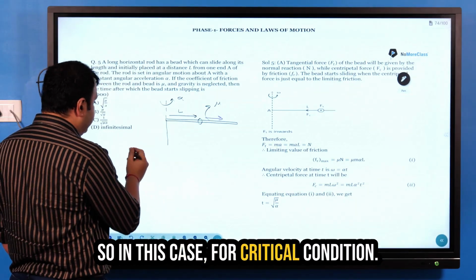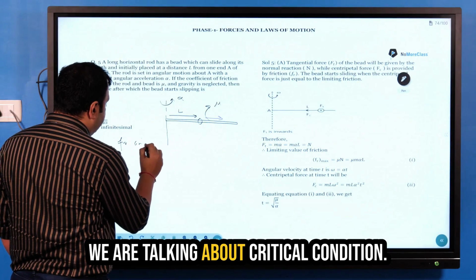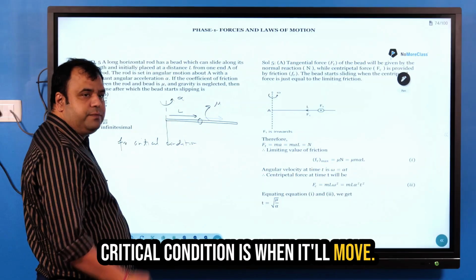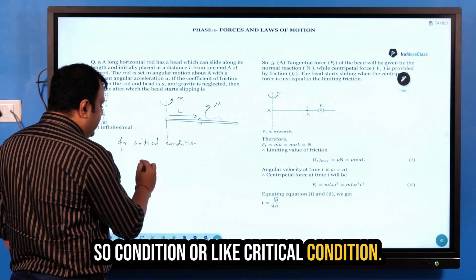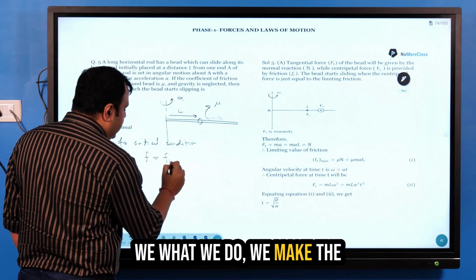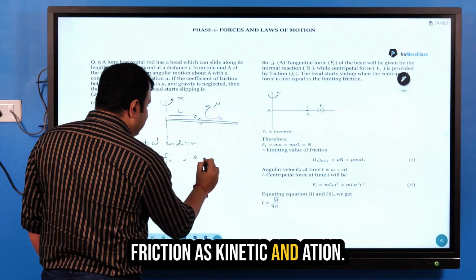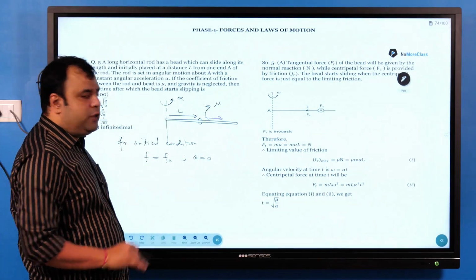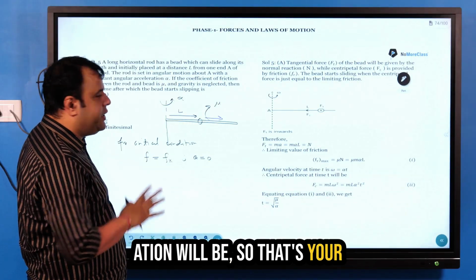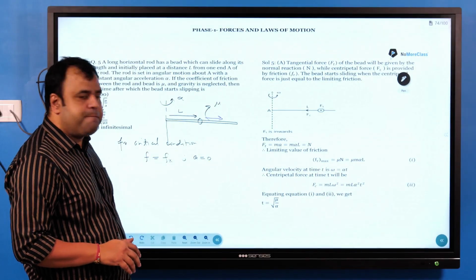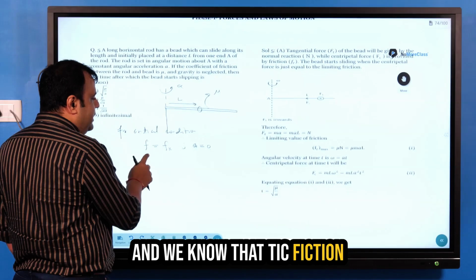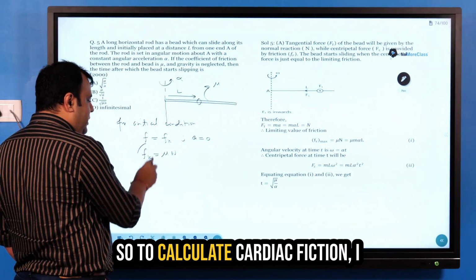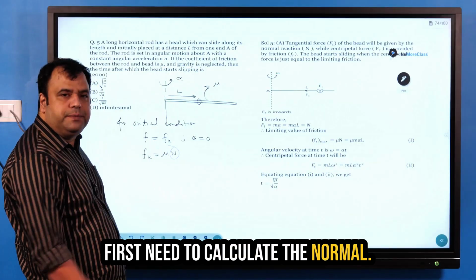So in this case, we are talking about the critical condition. The critical condition is when it will move. For the critical condition, what we do is make the friction kinetic and keep the acceleration at that point of time 0. It's just about to start. The friction will be kinetic and the acceleration will be 0. That's the critical condition, always. And we know that kinetic friction depends upon the normal reaction. So kinetic friction will be equal to mu times N. So to calculate kinetic friction, I first need to calculate the normal.